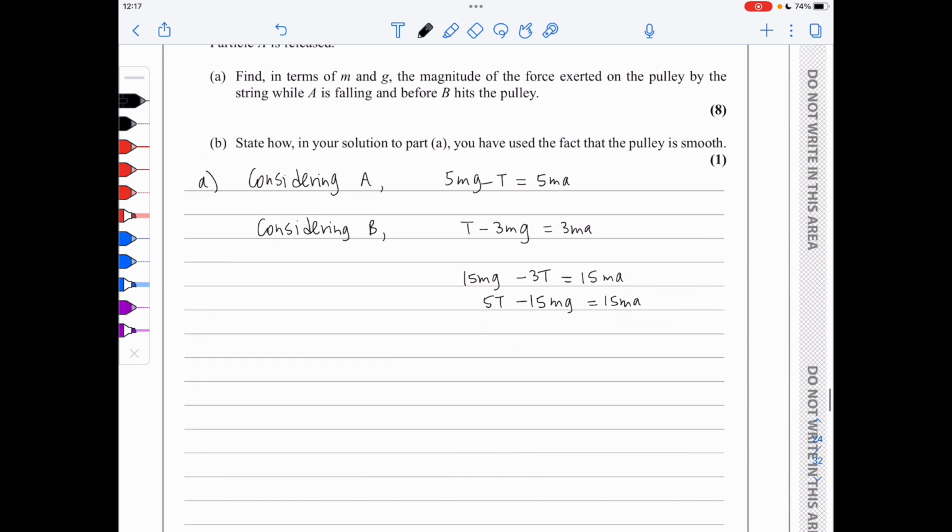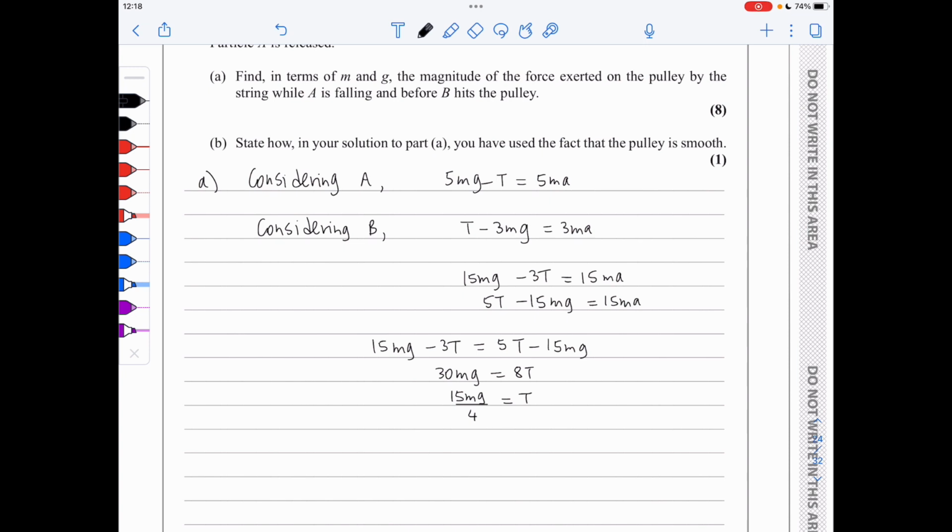And therefore, since both of them are equal to 15ma, I can say that 15mg minus 3T is 5 capital T minus 15mg. So 30mg is 8 capital T, which leads to 15mg over 4 is equal to capital T. So we just found the tension that's acting in this system.